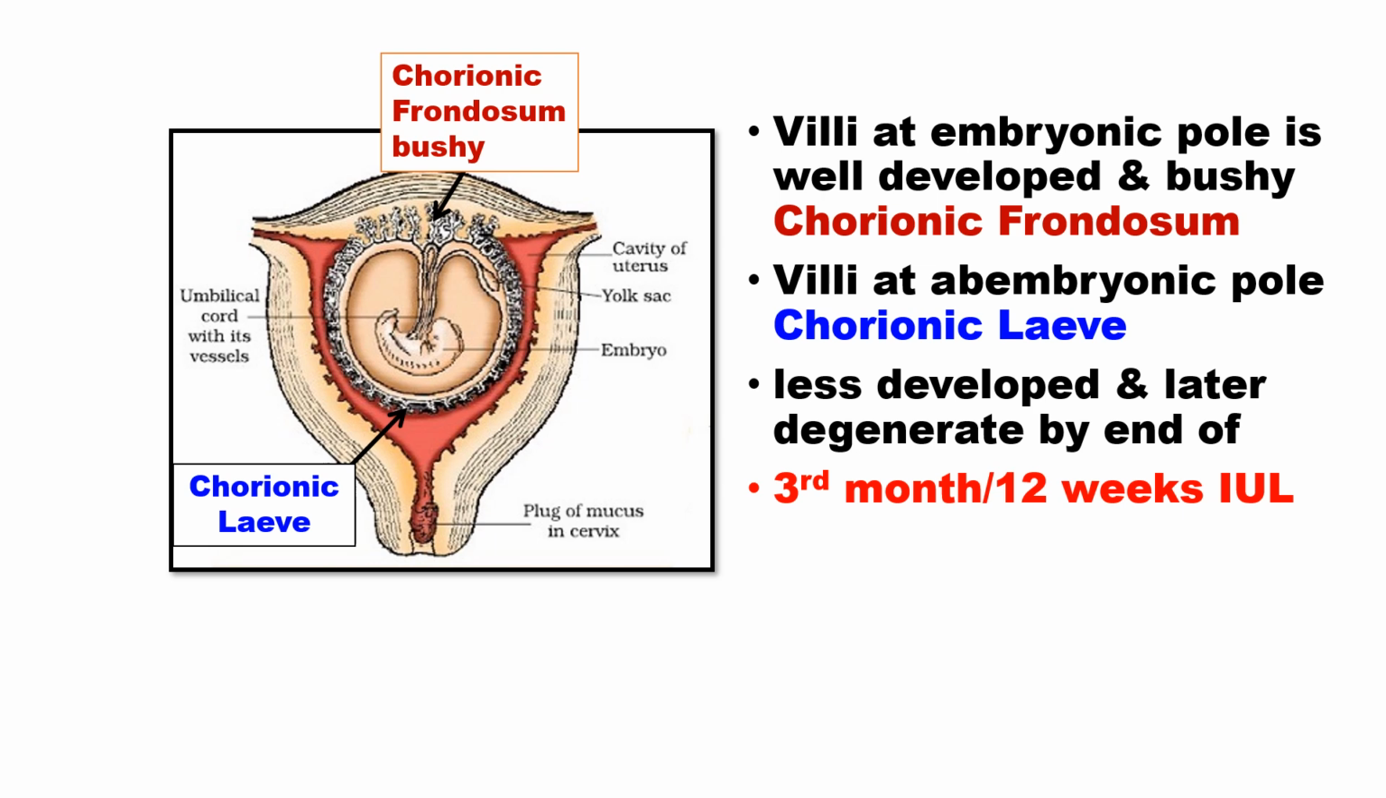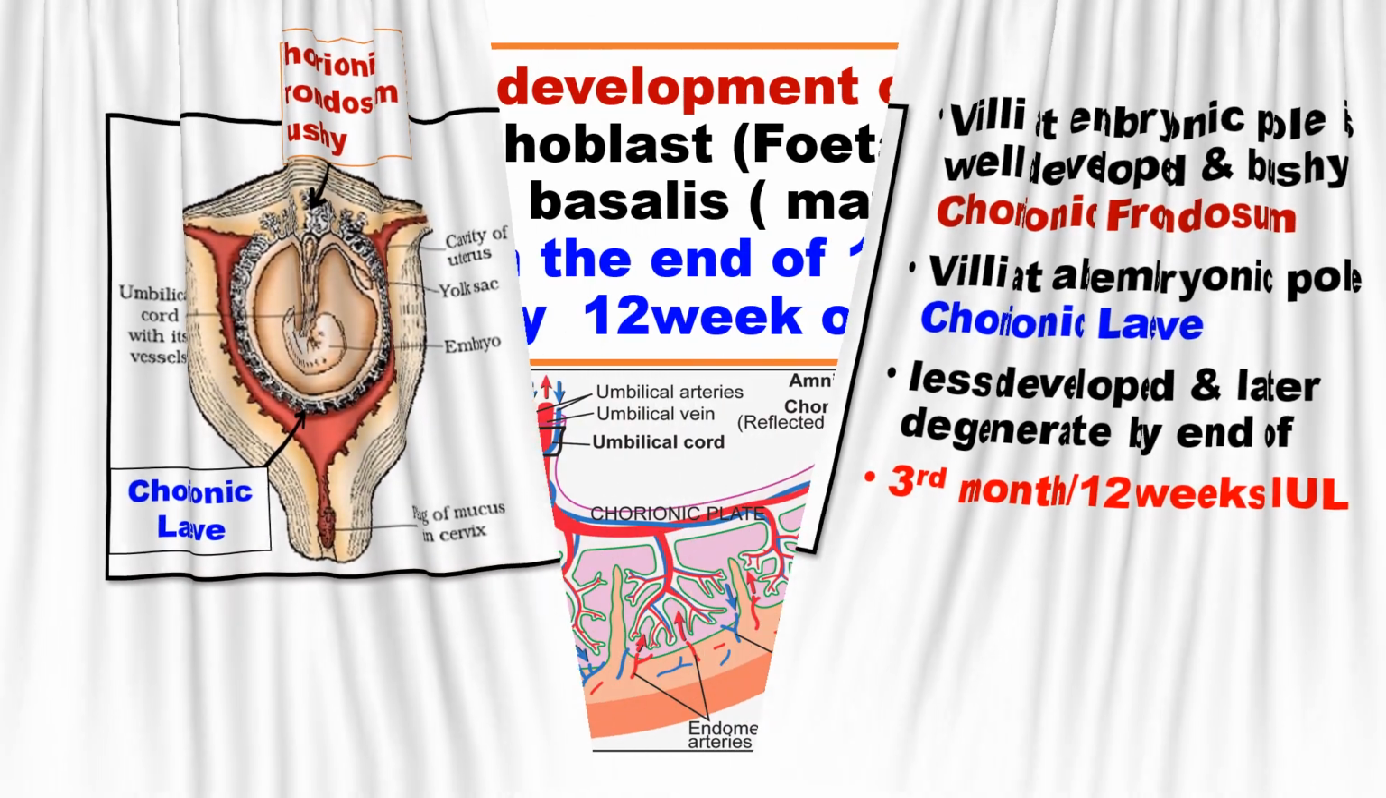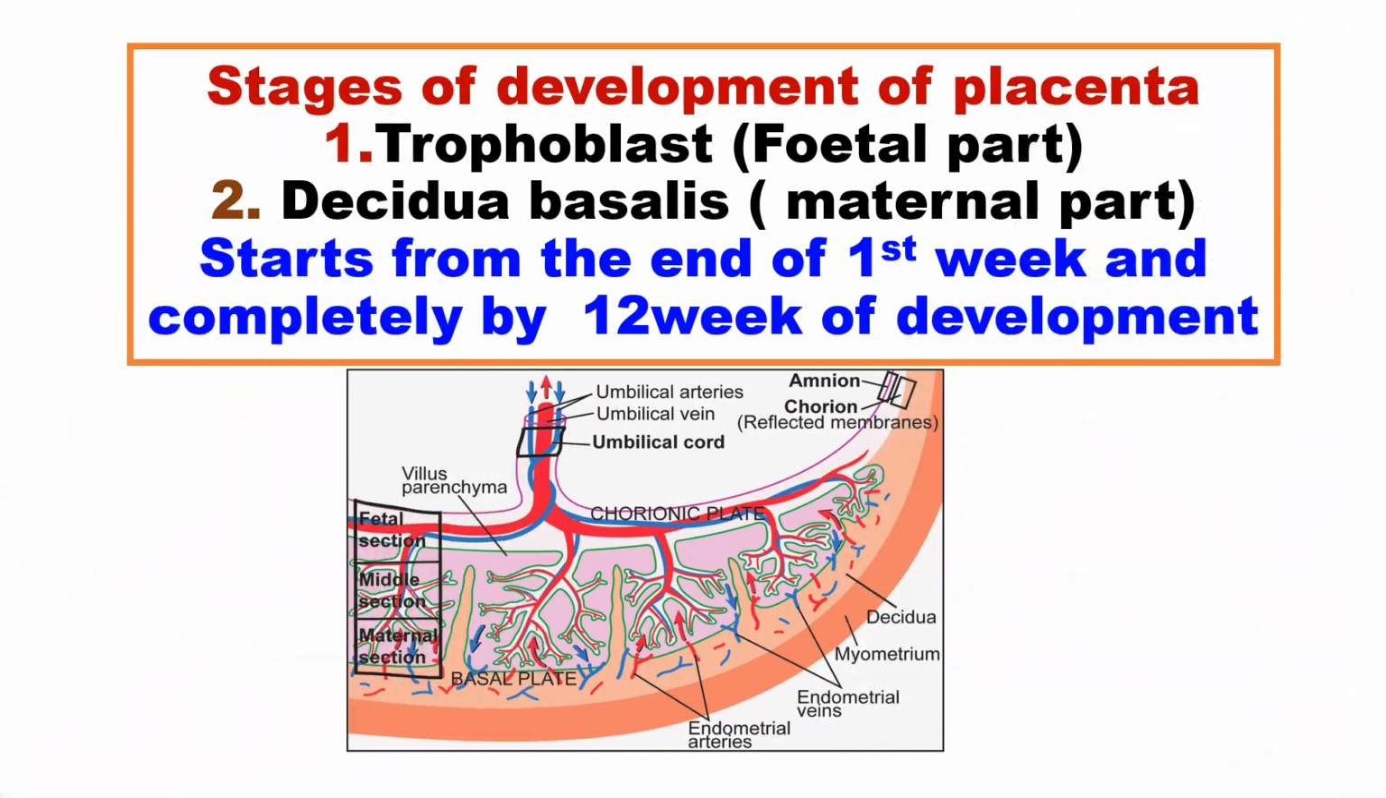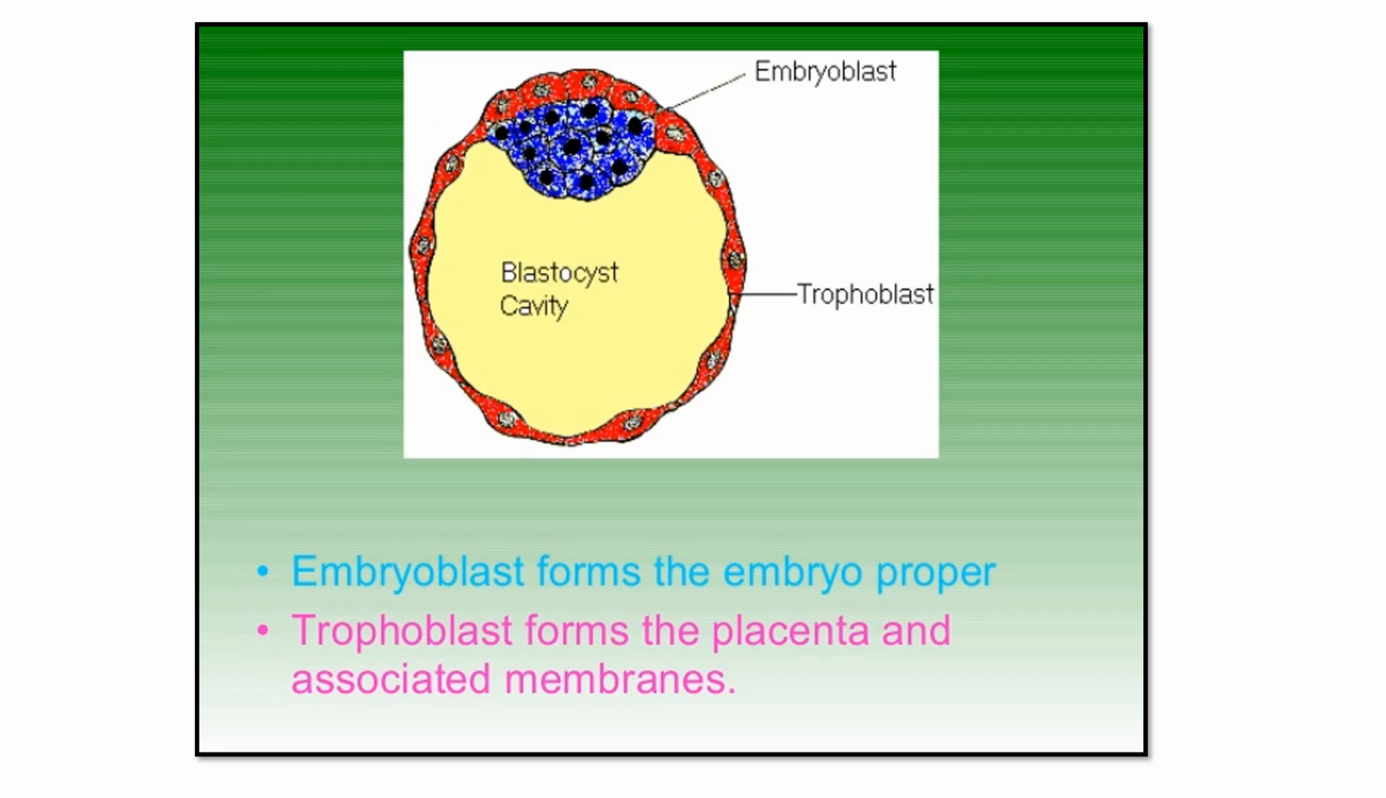Coming to the stages of development of placenta. Trophoblast is the fetal part, decidua basalis is the maternal part. Development of placenta starts at the end of first week at the time of implantation of the blastocyst, and it is almost completed by the 12th week of development.